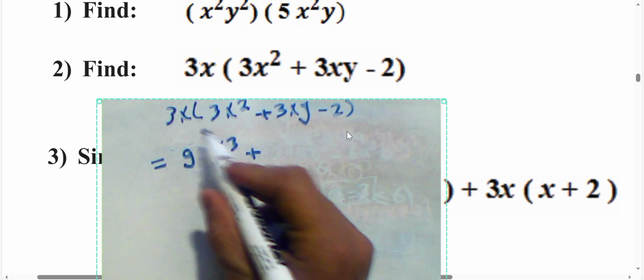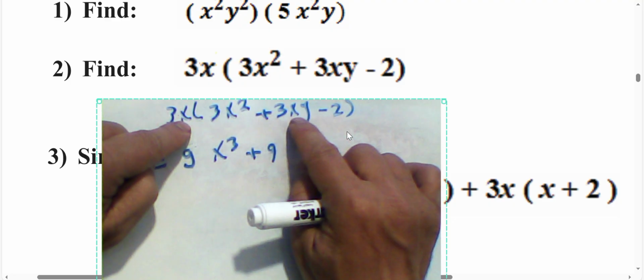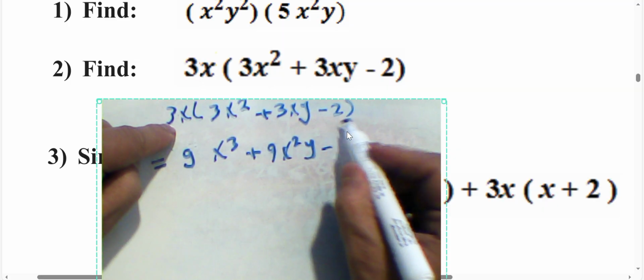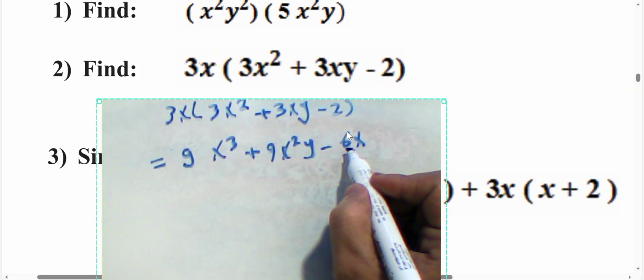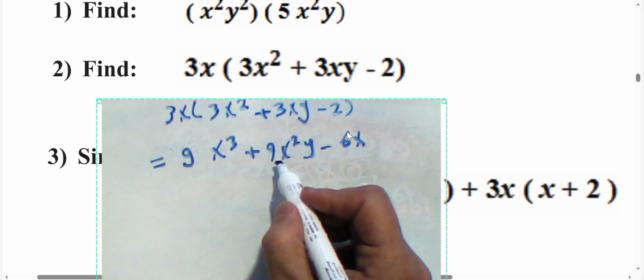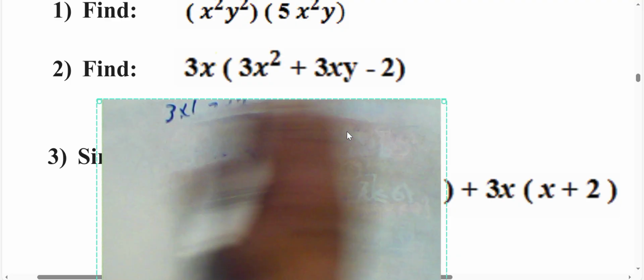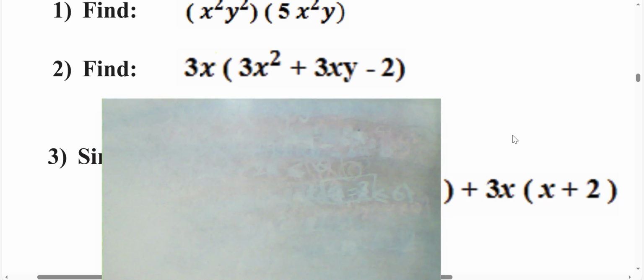And then write positive. 3 times 3 is 9. And x times x power 2. And write y. Write negative. 3 times 2 is 6. And write x. 9x power 3 plus 9x power 2 y minus 6x. This is the simplest answer for this question.